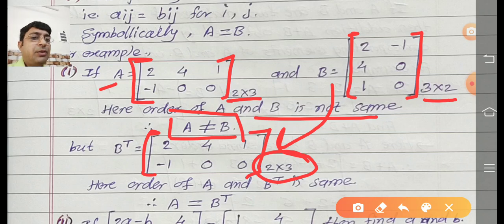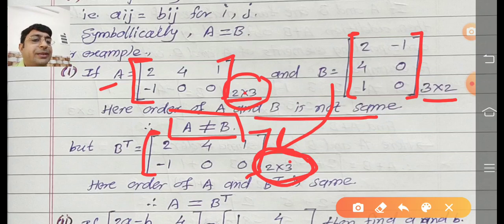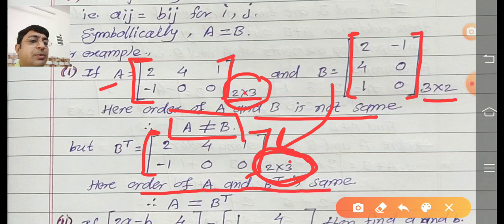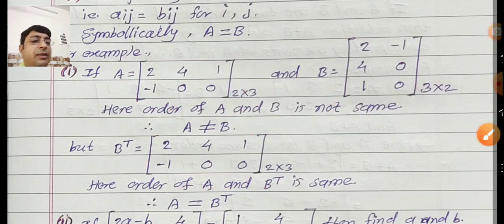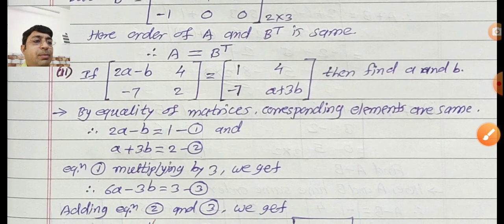2 by 3. Now check the order of matrix A and this transpose of matrix B is the same, 2 by 3, 2 by 3, and that's why we say that the order of A and B transpose is the same. That's why matrix A and transpose of matrix B, both matrices are equal. One more example is given here.